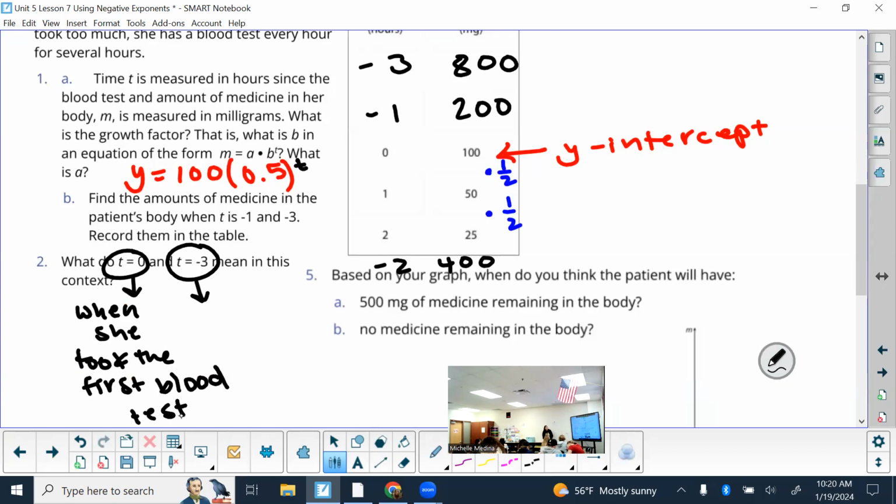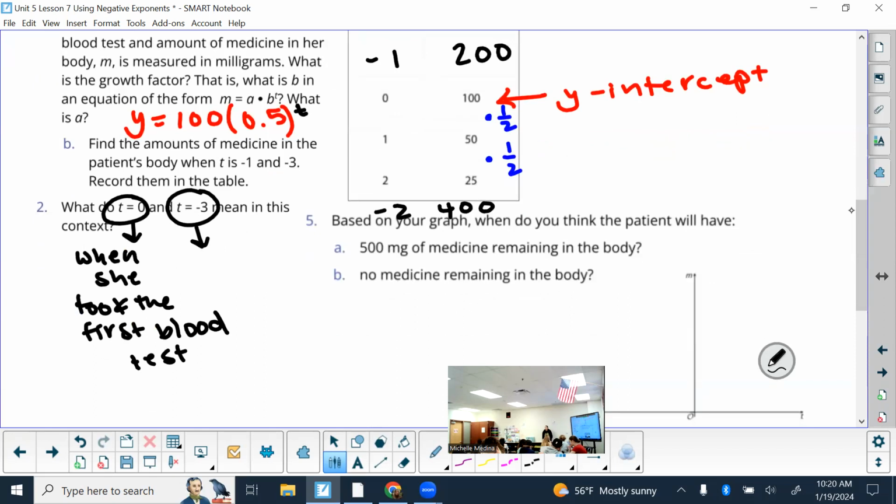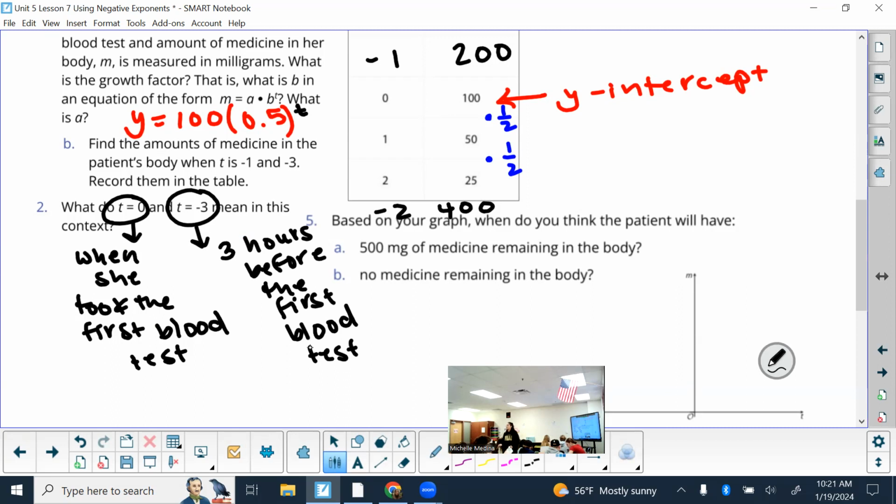So then if that's the case, when t is -3, what does that mean in this situation? Before she took it. And how much before she took it? 3 hours before. Good. 3 hours before the first blood test. That will show up on your final too. Interpret t equals -3. I'll say that. It could be weeks, days, this time it's hours, so it's 3 hours before, since it's negative.